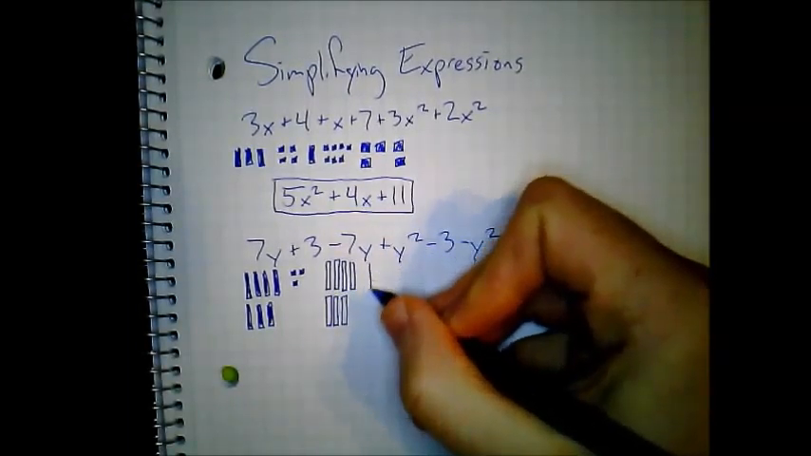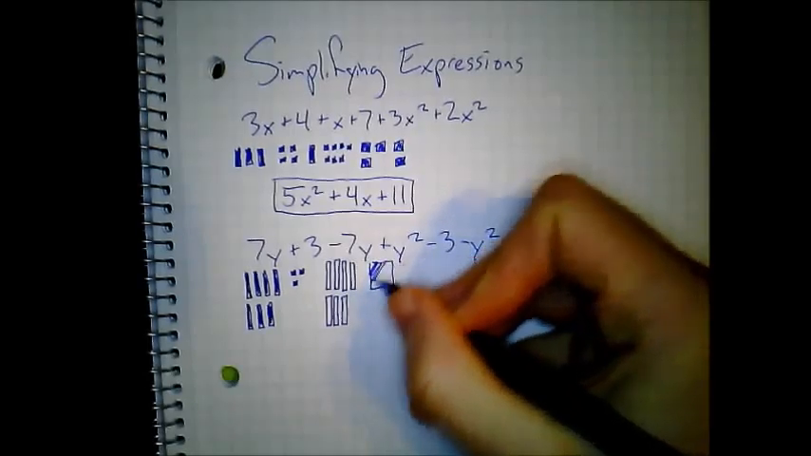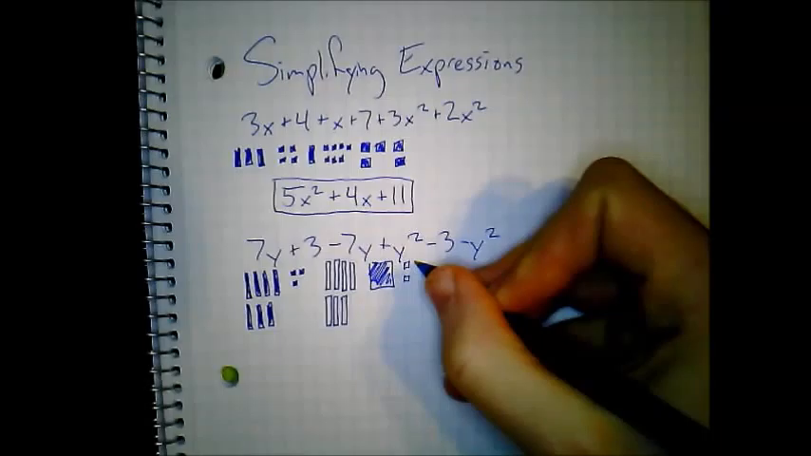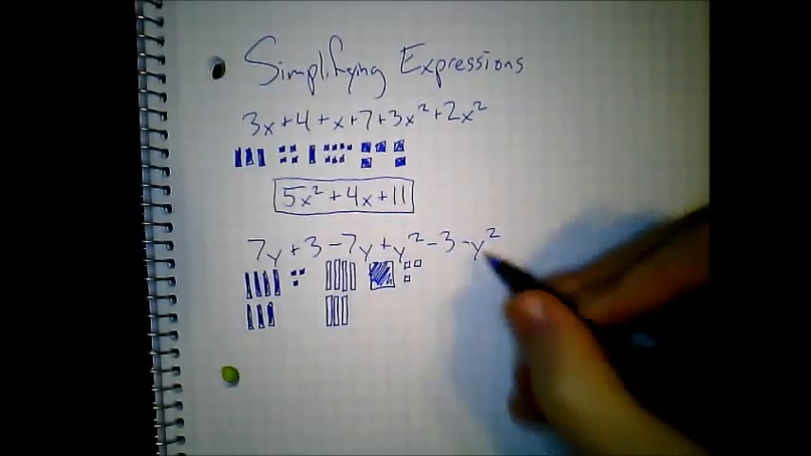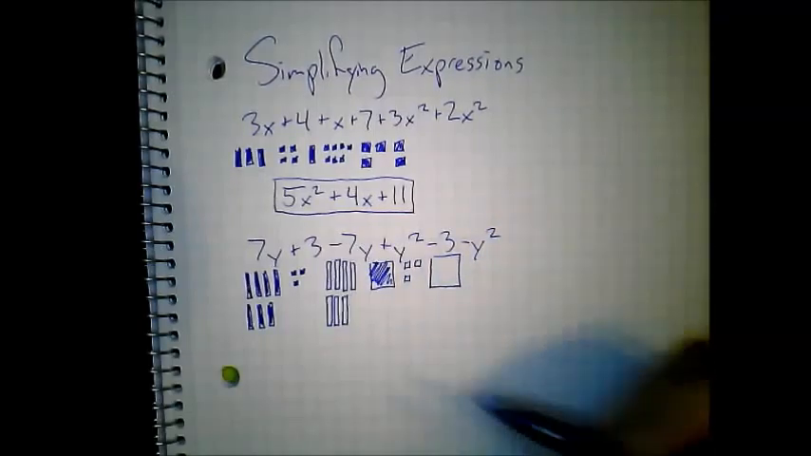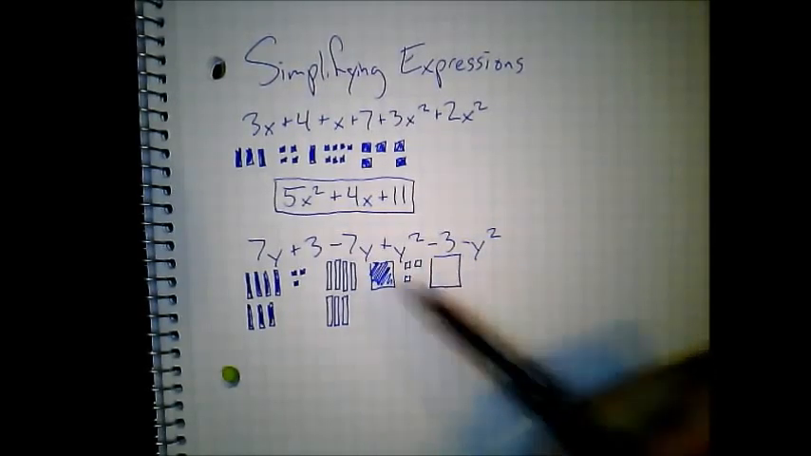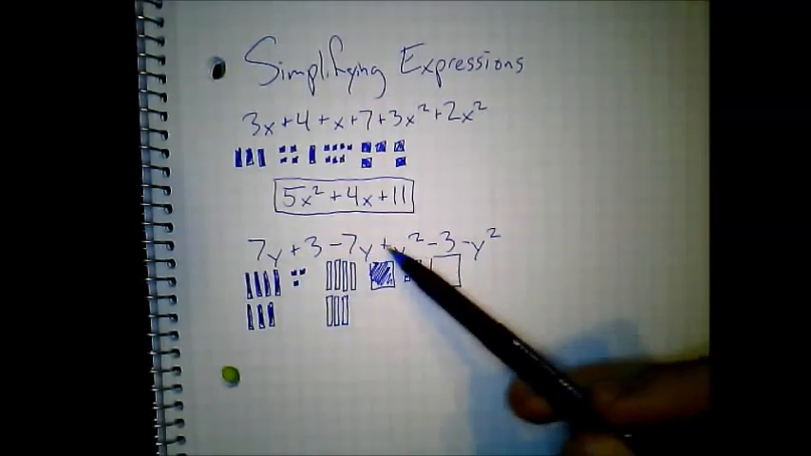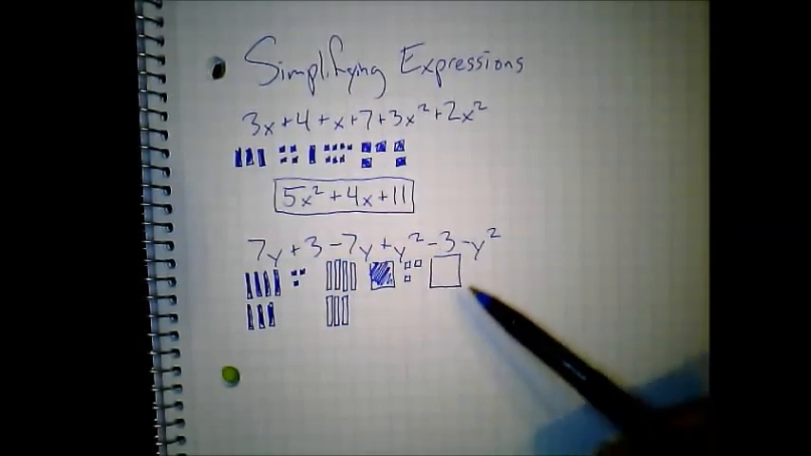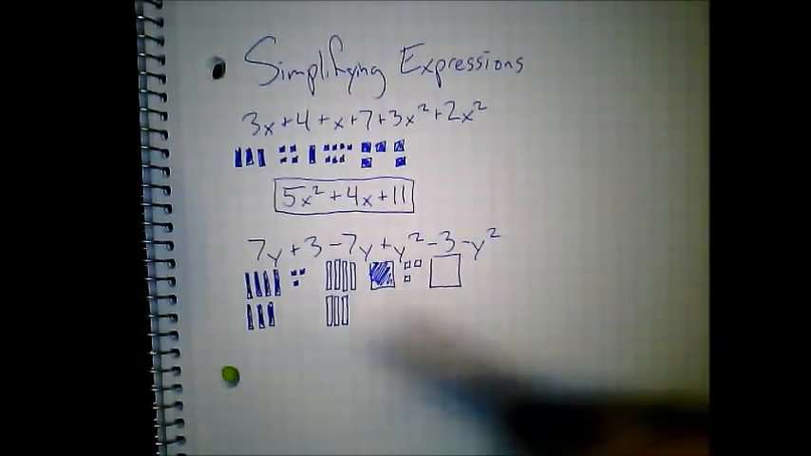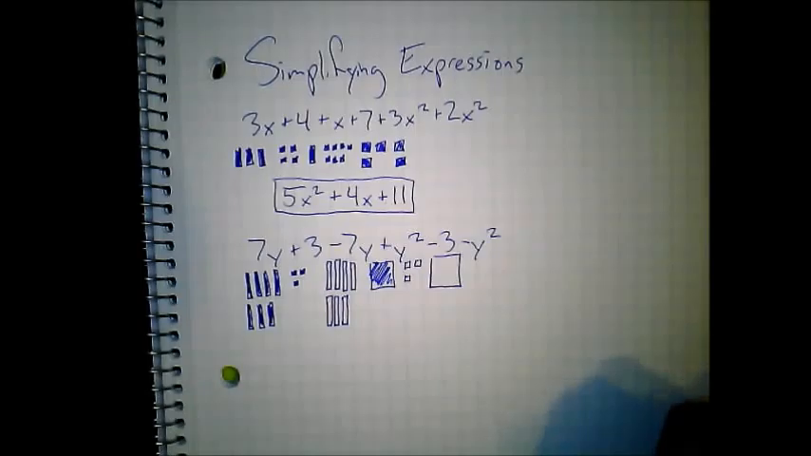Plus y squared, minus 3, so we have negative 3 unit tiles, and minus a y squared. So we just quickly sketched a representation for this expression: 7y plus 3 minus 7y plus y squared minus 3 minus y squared. This helps us get started as we transition away from using algebra tiles.